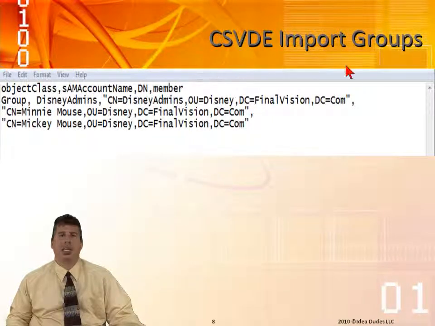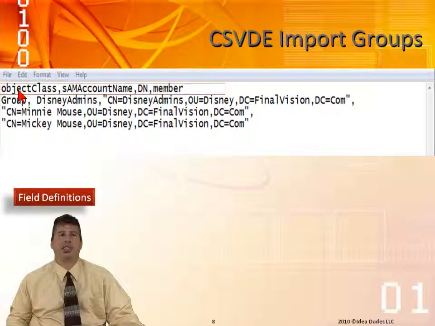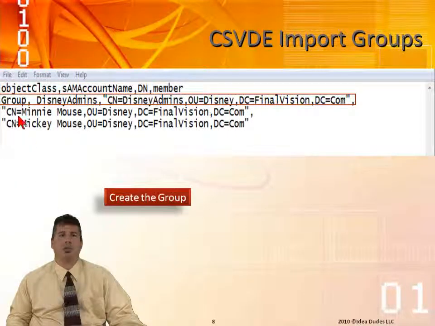So for CSVDE, when we're importing a group, this is what we go through. First, we have to come up with the field definitions, which are the object class, SAM account name, distinguished name, and then any members. So you can see we're going to create the group, whose object class is group. The SAM account name is Disney Admins.